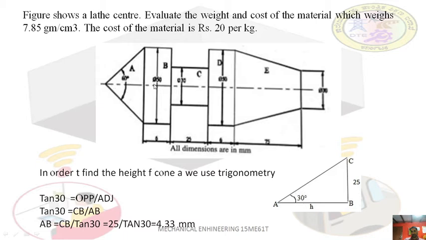You are taking a half triangle, so you have to take the half angle only. So 30 here and 30 here. The included angle is 60, so we take half of it, 30 degrees here. Now you have to use trigonometry in order to find the length of AB.